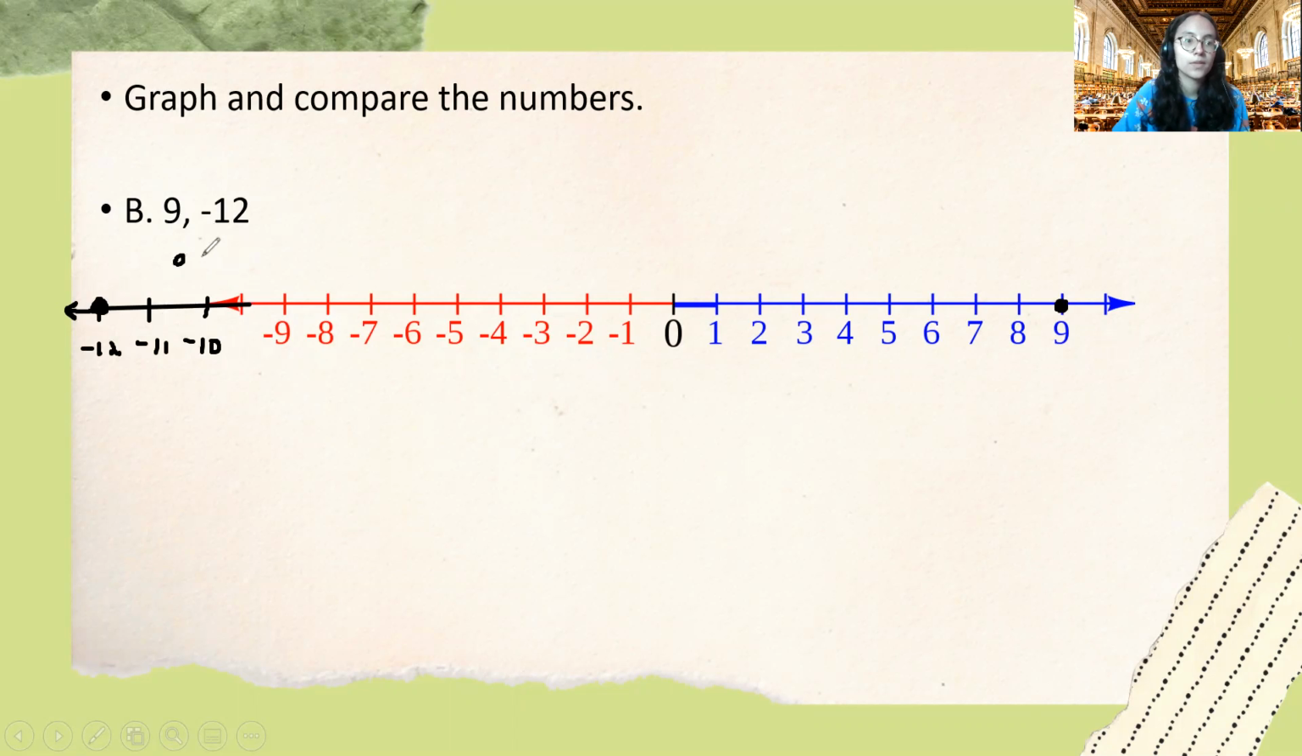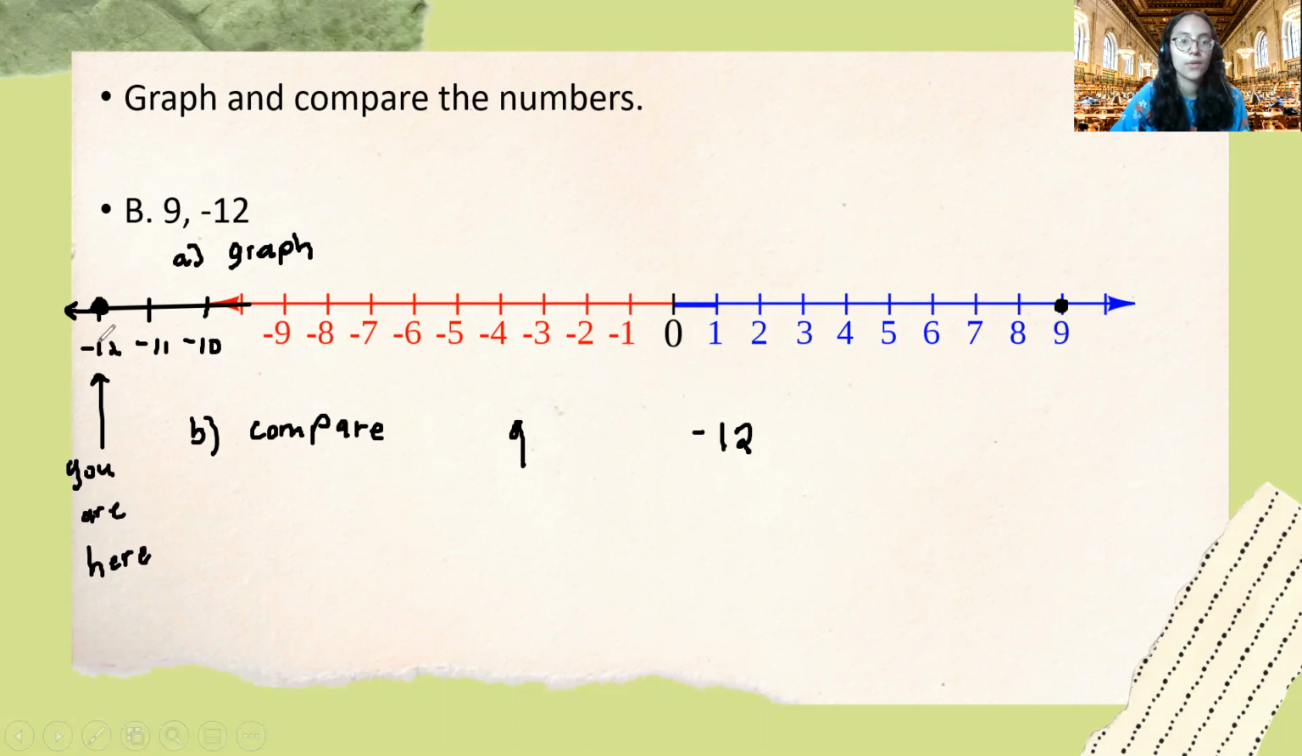So we want to compare. This was our graph. We put our dots here at 9 and -12. And now we're going to compare. I'm going to compare 9 to -12. So I am here. And I want to know if I look towards 9, would I turn to the left or to the right? If I was going to look at 9 from this direction, I would look to the right, so this way. So it would be to the right. That means this would be greater than, okay?